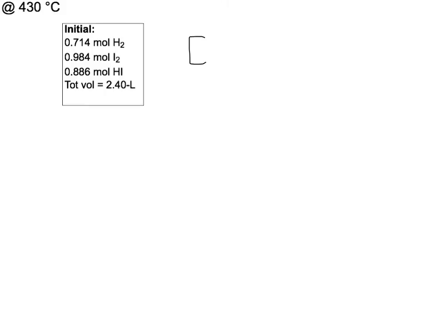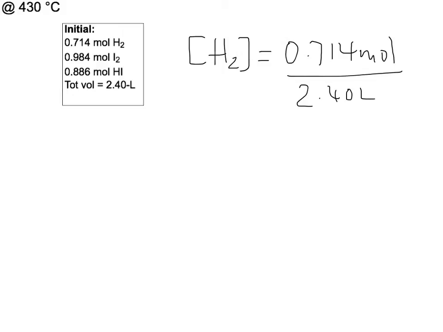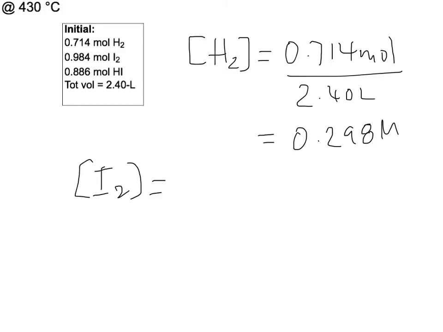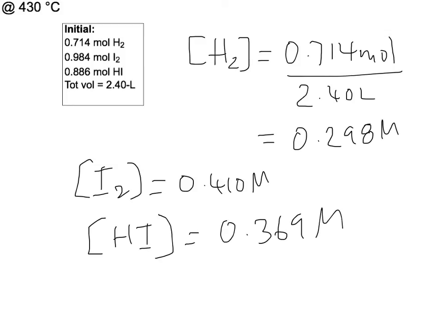Those amounts into concentrations. So the concentration of H2 is going to be 0.714 moles over 2.4 liters. And if you do that, you get 0.298 moles per liter. And we can do the same thing for iodine. And if you calculate iodine, you get 0.41. And hydrogen iodide, if you calculate that, you get 0.369. And so those are our initial concentrations.